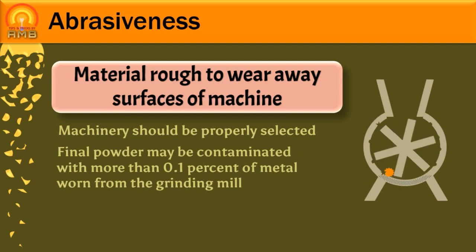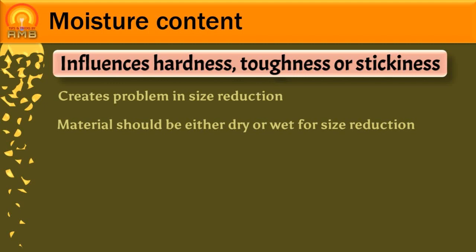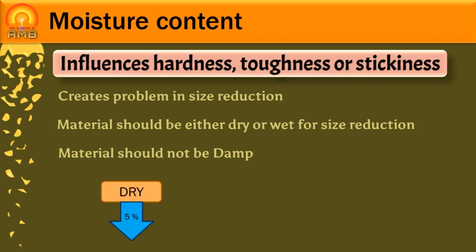Another factor is moisture content. Moisture content in the material influences various properties like hardness, toughness, or stickiness. Thus, moisture content creates a problem in size reduction. Thus, material should be either dry or wet for easy size reduction. It should not be damp. Usually, less than 5% of moisture is suitable if the substance to be ground is dry, or more than 50% if it is being subjected to wet grinding.